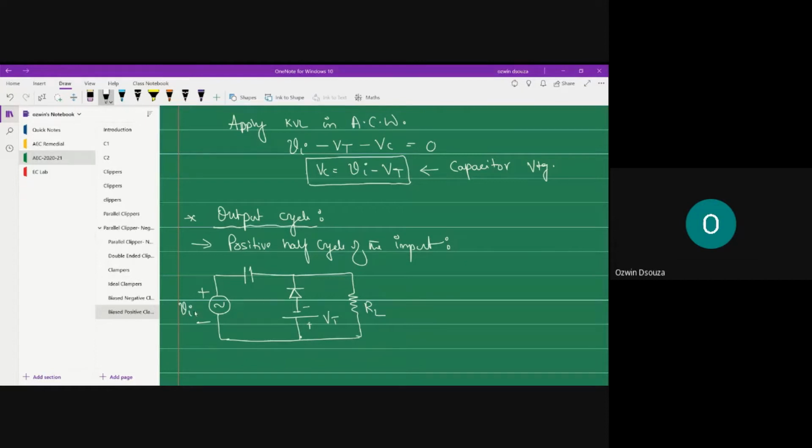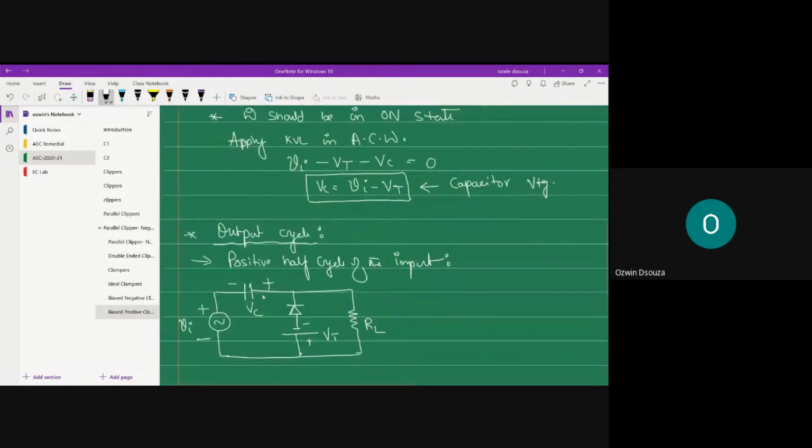So polarity is reversed, because we are dealing with positive half cycle, right? But the capacitor polarity is not supposed to change, because the capacitor circuit has a very high time constant. So as you can clearly observe in the circuit, both Vi and Vt are trying to circulate the current in the same direction, as Vc. Vi is trying to circulate the current clockwise, Vc is also trying to circulate the current in clockwise direction, and Vt as well, thereby reverse biasing the diode D.